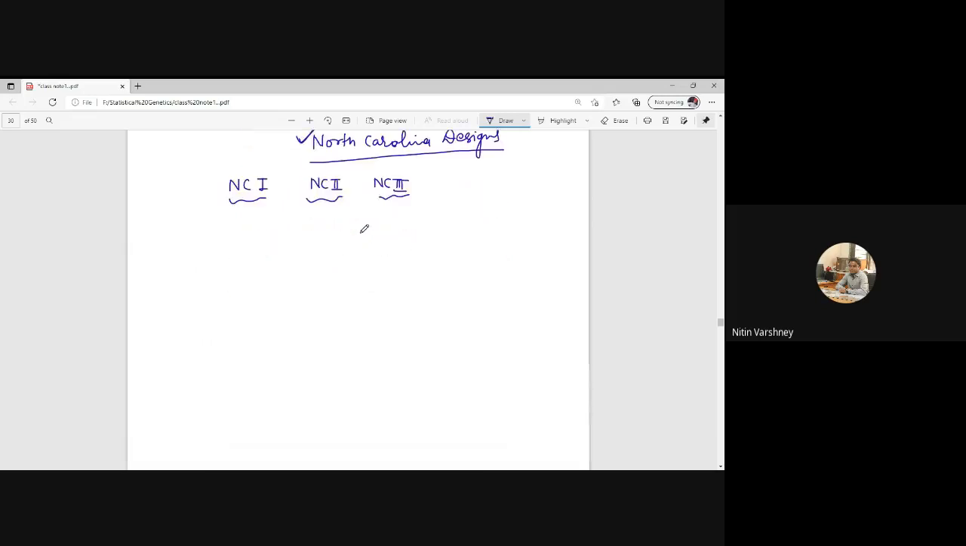So basically, North Carolina 1 is, if I write in very short, objective point of view. So here in North Carolina 1, the crosses between one male can cross with more than one female.